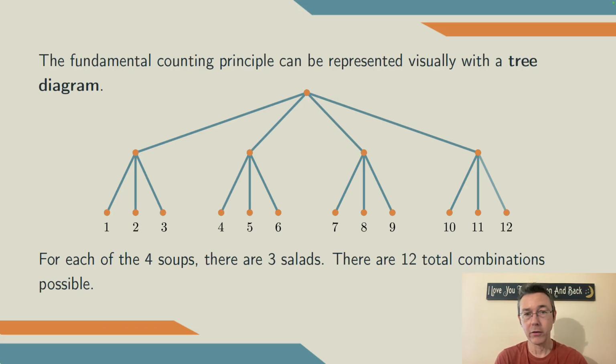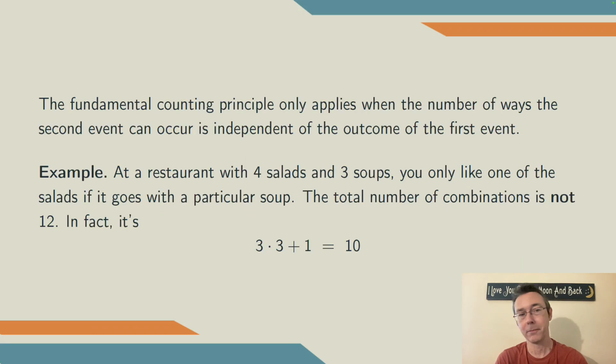So here you can imagine the first branch at the top of the tree is where we choose our soup. There are 4 possibilities. And then regardless of which soup we choose, we then have 3 possible salads to choose from. So that's the lower branch on the tree. At the bottom, you can see you have 12 nodes. There are 12 total combinations for soup and salads here.